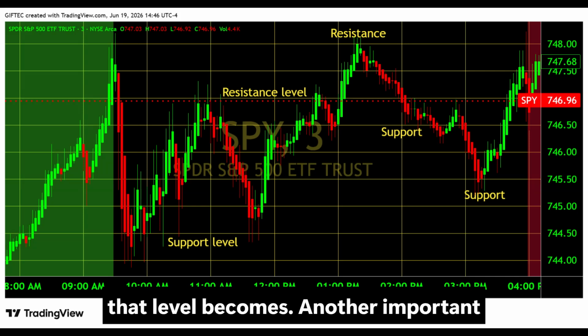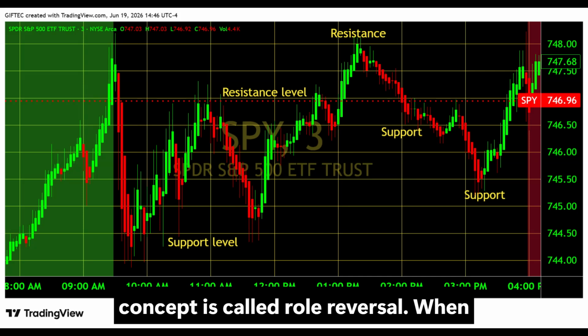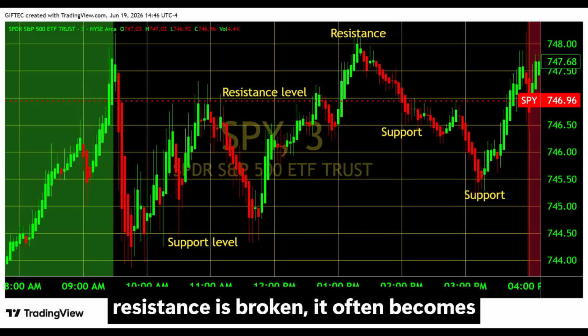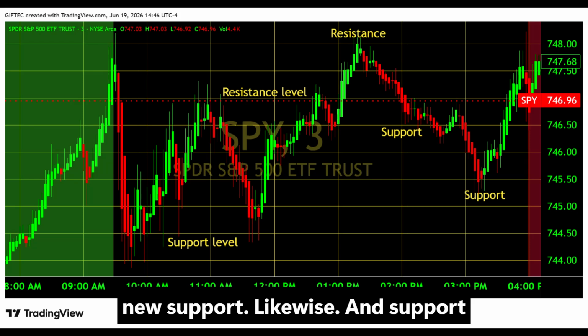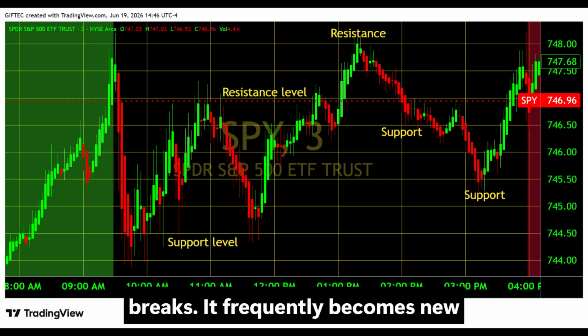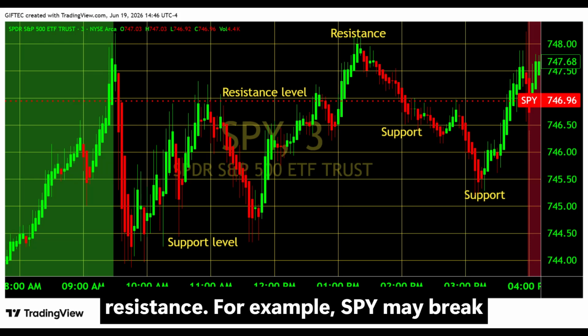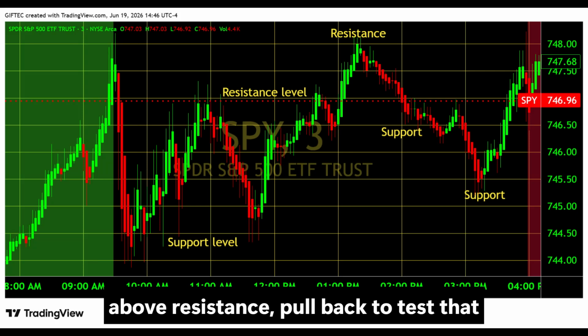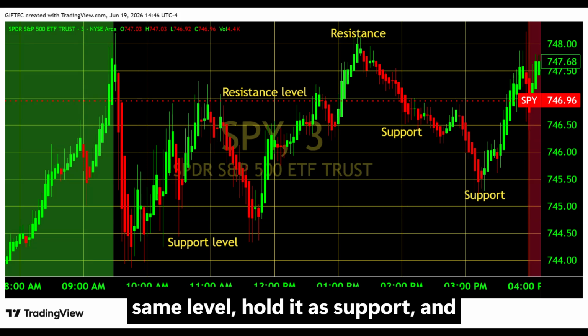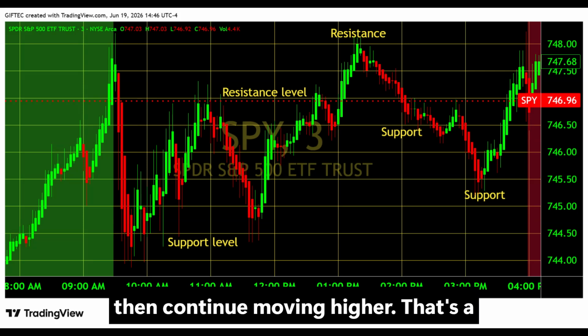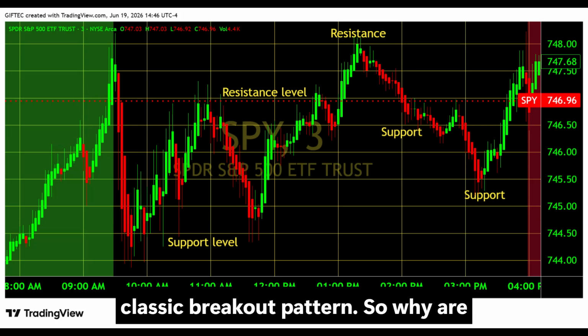Another important concept is called role reversal. When resistance is broken, it often becomes new support. Likewise, when support breaks, it frequently becomes new resistance. For example, SPY may break above resistance, pull back to test that same level, hold it as support, and then continue moving higher. That's a classic breakout pattern.